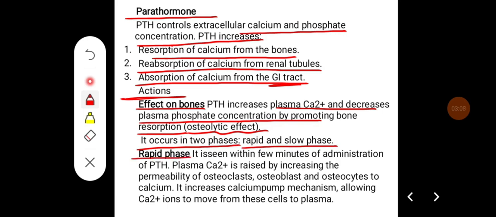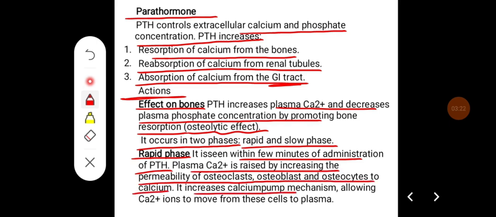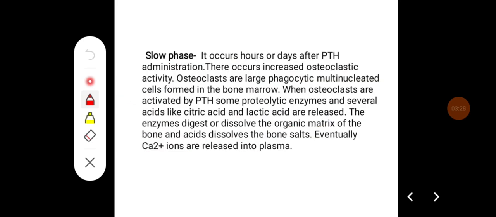In rapid phase, it is seen within a few minutes of administration of parathormone. Plasma calcium is raised by increasing the permeability of the osteoclast, osteoblast, and osteocytes to calcium. And it increases the calcium pump mechanism, allowing calcium ions to move from these cells to plasma.